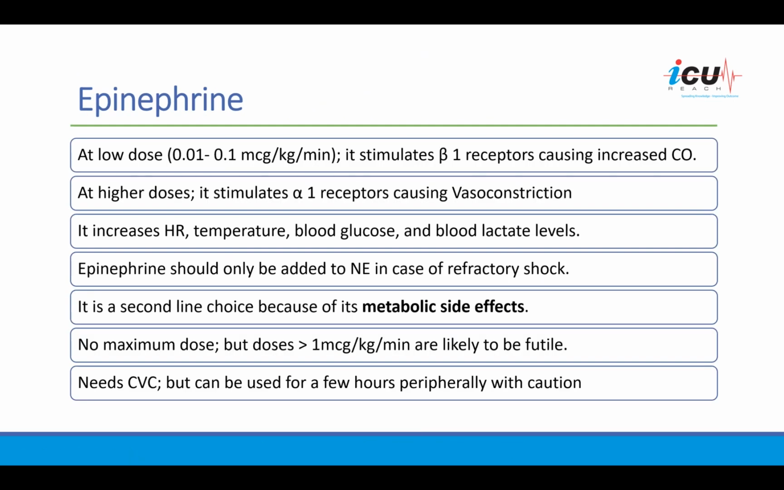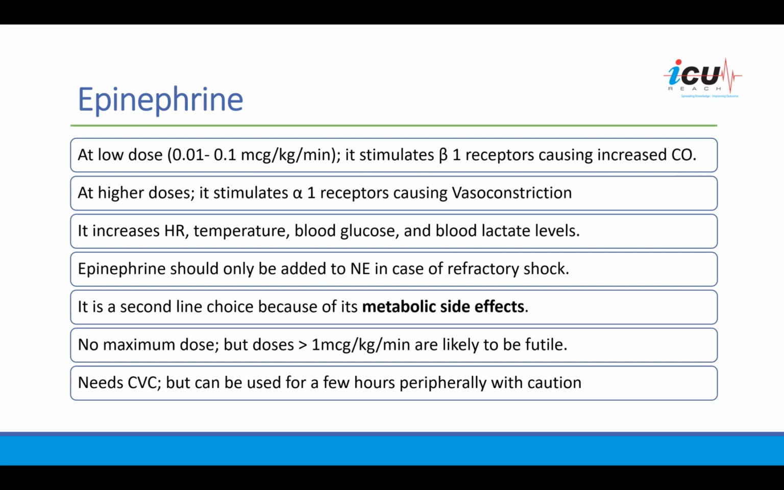Epinephrine at a low dose, 0.01 to 0.1, is a stimulator for the beta-1 receptors and causes increased cardiac output. At higher dosages, it stimulates alpha-1 receptors and causes vasoconstriction. Of course, it increases the heart rate, the temperature, blood glucose, and blood lactic acid level. Epinephrine should only be added to norepinephrine in cases of refractory shock. It is a second-line agent because of its metabolic side effects.